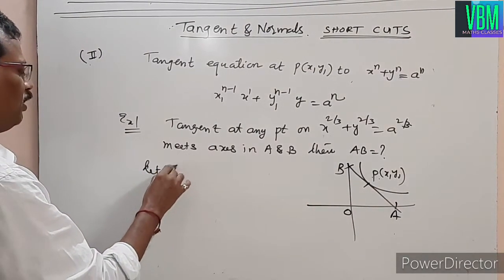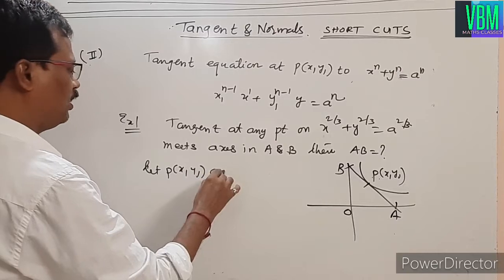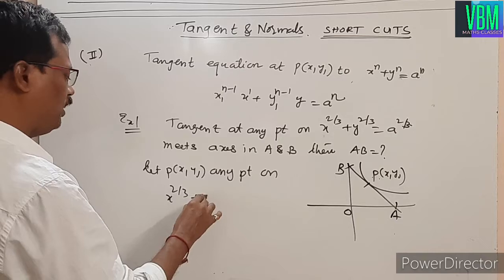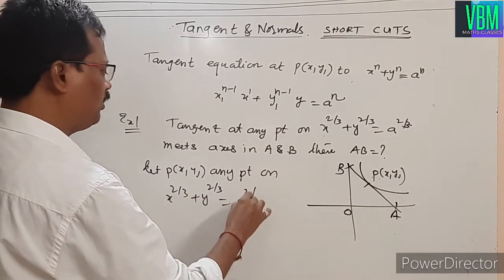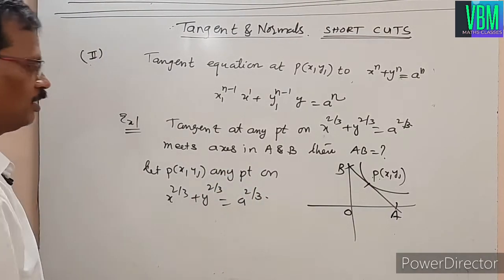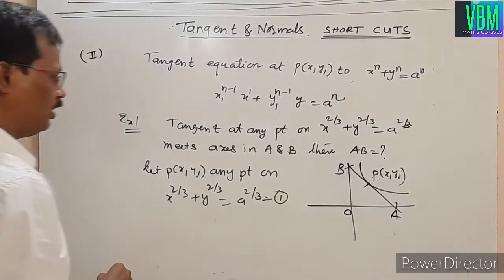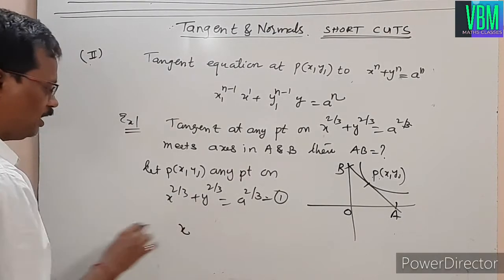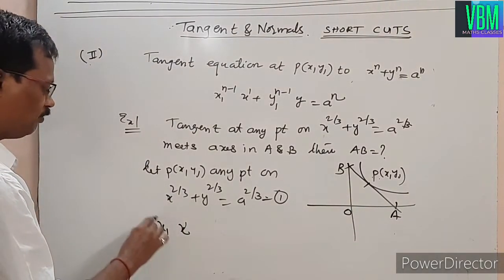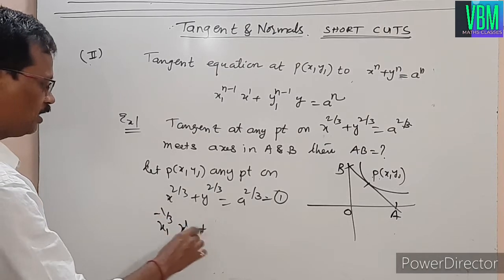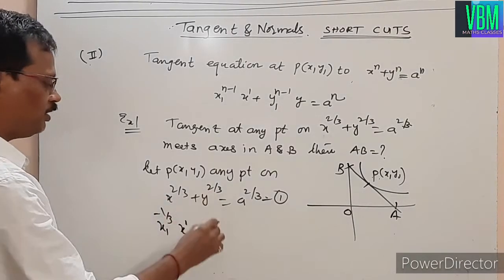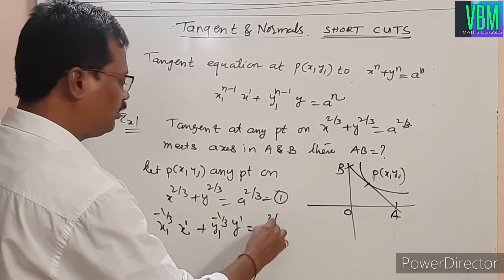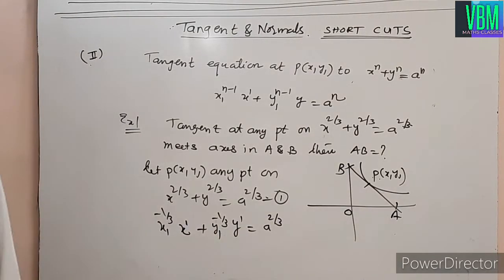Let P(x1, y1) be any point on x to the power of 2 by 3 plus y to the power of 2 by 3 is equal to a to the power of 2 by 3. Now this is equation 1. What is the tangent equation? From x power 2 by 3, one x is separated. Remaining, that is x1 power minus 1 by 3. And here, in this y power 2 by 3, one y is separated, the y1 power minus 1 by 3 is equal to a power 2 by 3. This is the tangent equation.